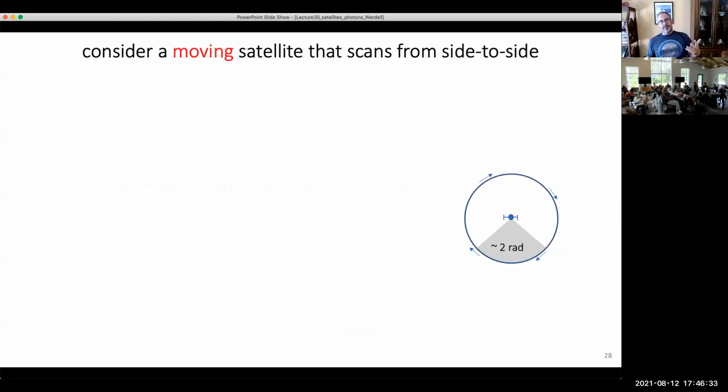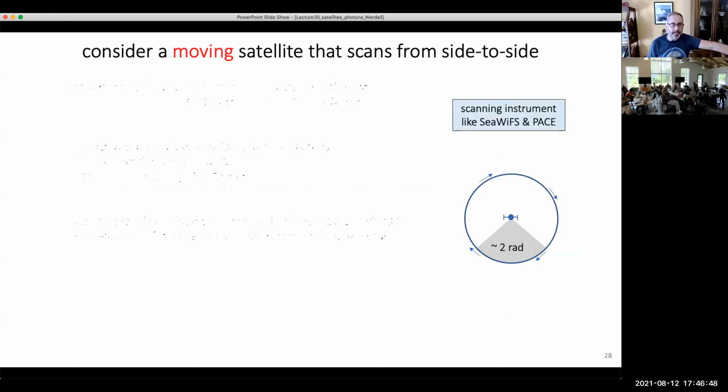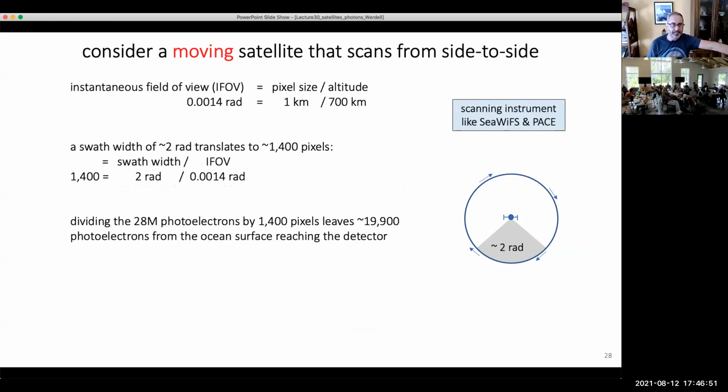But you suffer from image quality problems. So let's look at the SeaWiFS and PACE OCI instance where you have a moving satellite that is scanning. In this case, you have a field of view you have to take into account. You have a swath translating into 1,400 pixels. You do a little math here and divide the 28 million photoelectrons by pixels, but remember, it's 1 detector measuring all these pixels, and that leaves roughly 20,000 photoelectrons from the ocean surface reaching the detector.